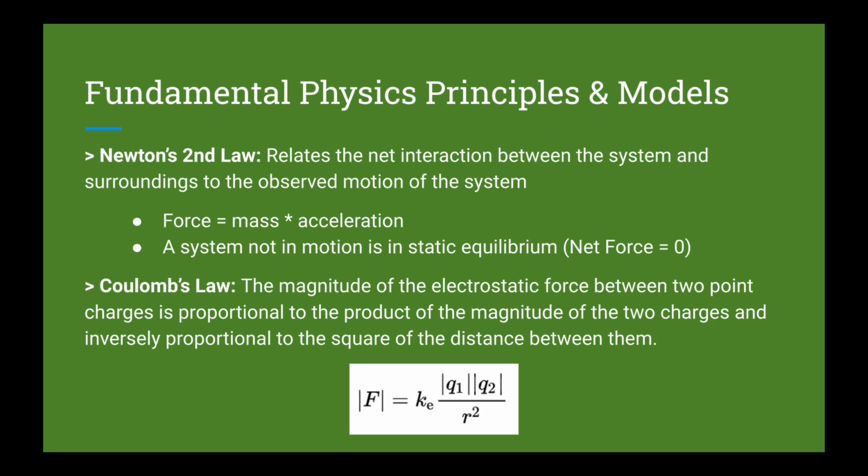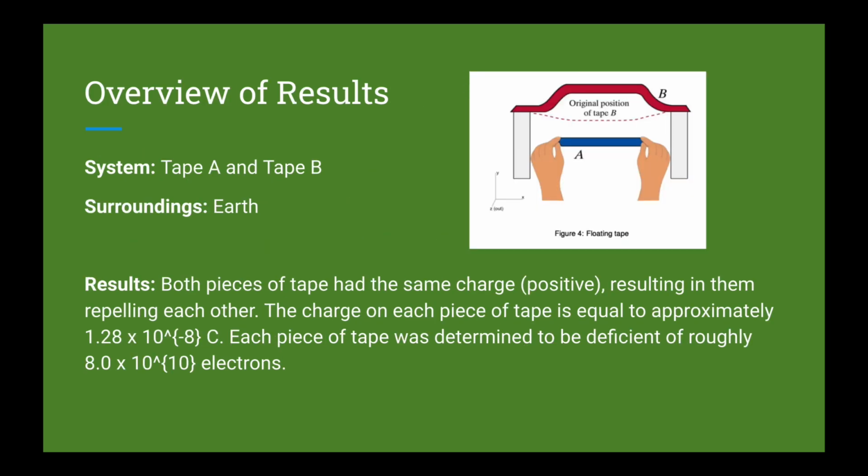We also utilize Coulomb's law, which states that the magnitude of the electrostatic force between 2 point charges is proportional to the product of the magnitude of the 2 charges and inversely proportional to the square of the distance between them. Here, we see the constant K, which is Coulomb's constant.